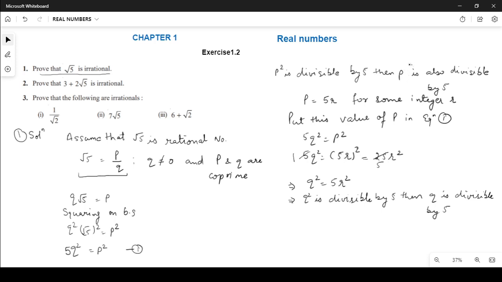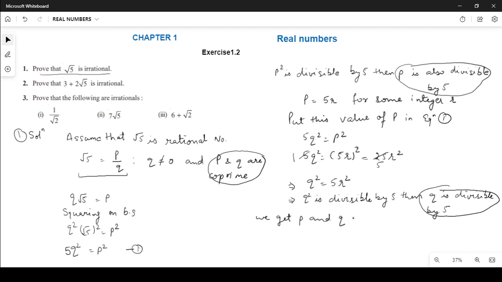Now here check, p is divisible by 5 and q is divisible by 5, but we have a condition p and q are co-prime. That means उनके बीच में कोई भी common factor नहीं है except 1, right? From these two, we get p and q have a common factor 5, which is the contradiction.